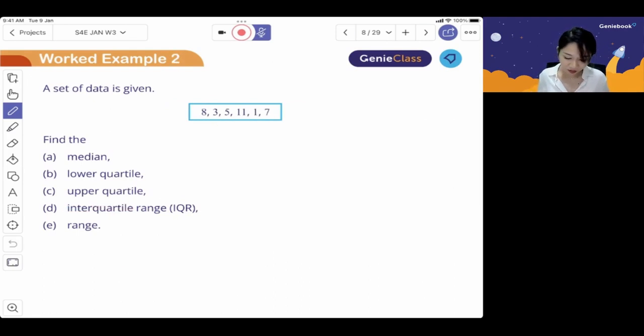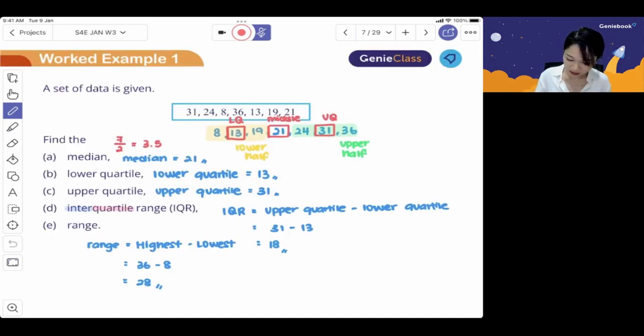This is a recap from last week. Now not really from last week. This is a recap of how we find the key values, this time in a set of listed data. Last week we were doing cumulative frequency curve. This one, we are given individual pieces of data that we first need to rearrange.